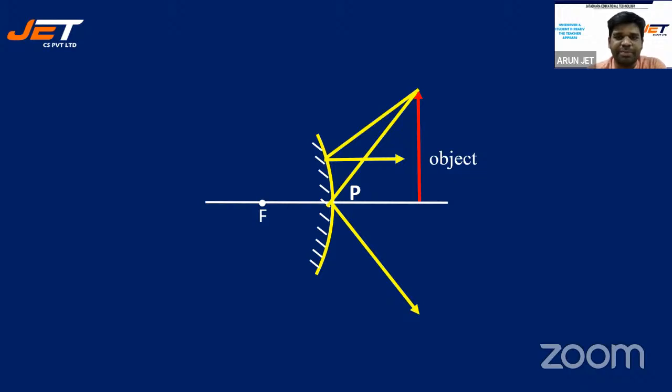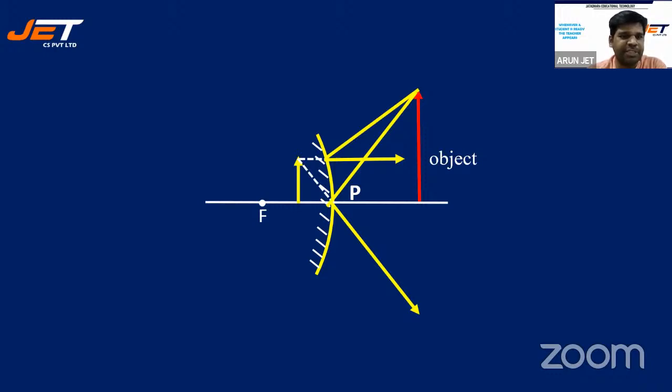Now I'll extend these rays backwards. I'll get an object here, image here. Now this is the image we started with. We got the image, right? Now that is between P and F. The image is between P and F. So it's not beyond C. Now you've corrected yourself.